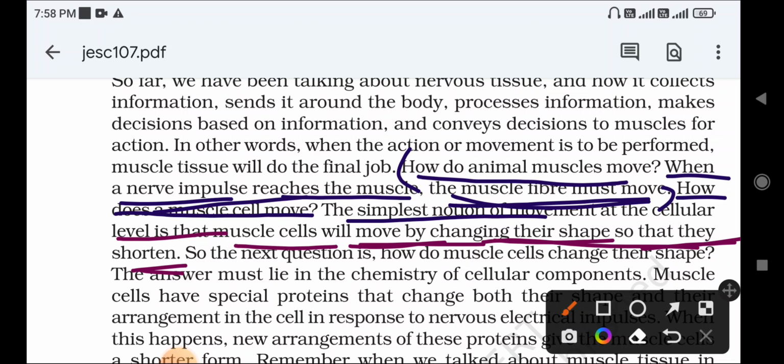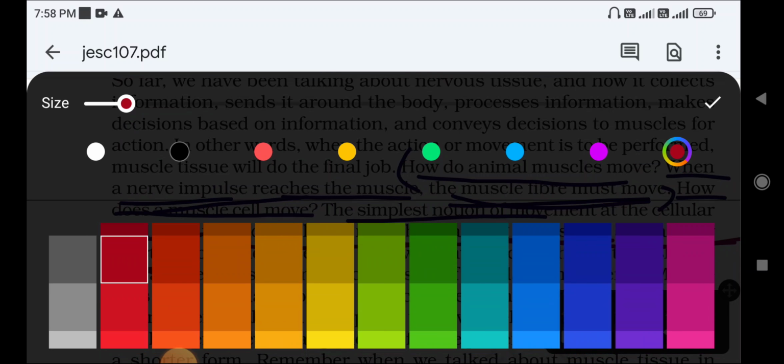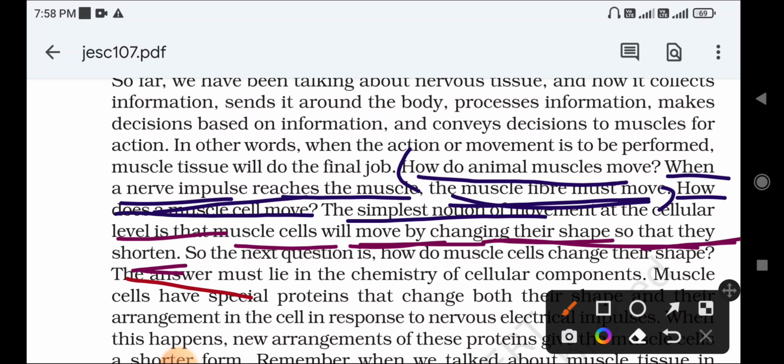How do animal muscles move? We said that when a nerve impulse reaches the muscles, the muscle fiber must move. How do muscle cells move? By changing their shape so that they become shortened. Next question arises: how do muscle cells change their shape? The answer lies in the chemistry of cellular components.